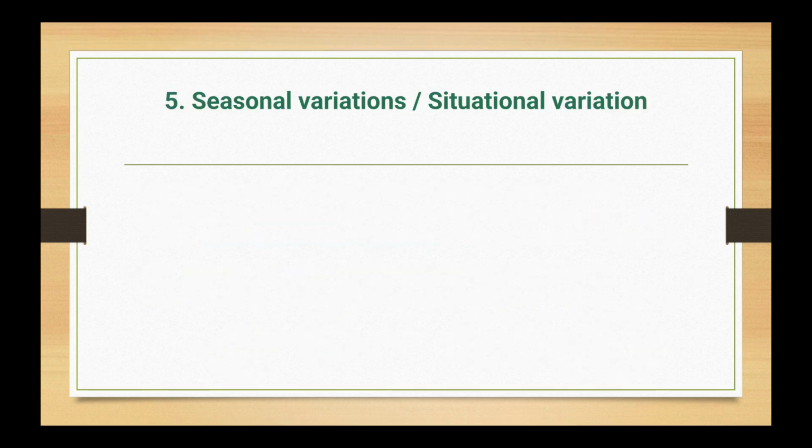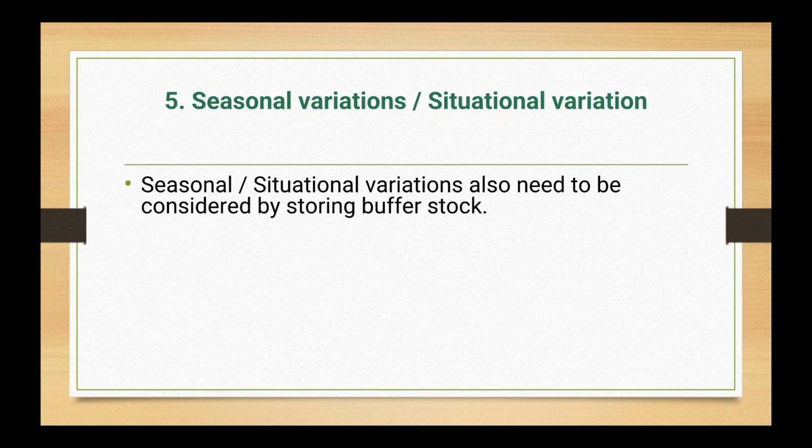In the next slide, seasonal variations or situational variation. This is a very important point, and it occurs a number of times. Suppose in our hospital, some situations used to come when the snakes used to increase and snake bite patients used to come to our hospital. At that time few drugs like atropine, antivenom, and glycopyrrolate etc. are very much in demand.